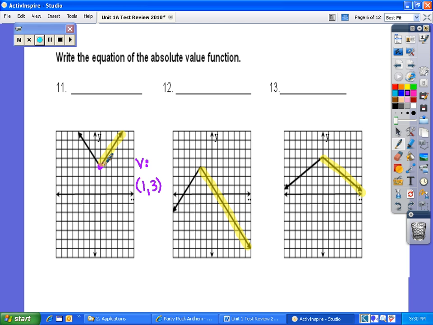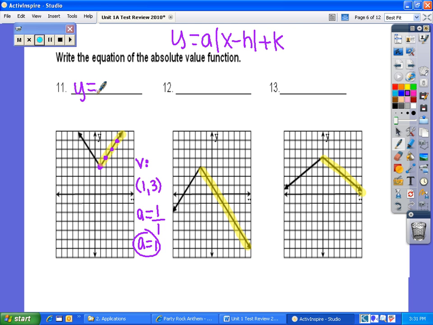So the slope here, if I make my own dots, will be up 1 over 1, up 1 over 1. So that means my a is 1 over 1, which is simply 1. So now when I plug it back into this equation, just like I did in the last few questions, it would be y equals a, which is 1, so that stays blank, absolute value x minus h, which is 1, plus k, which is 3. So there's your first answer.